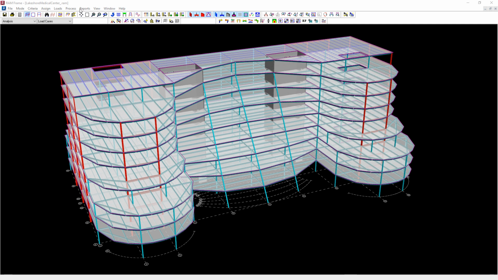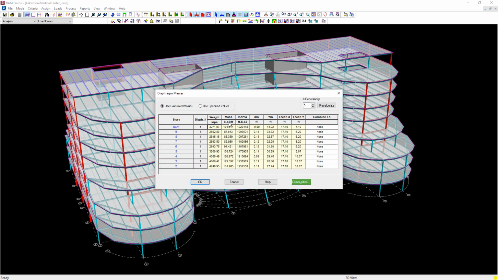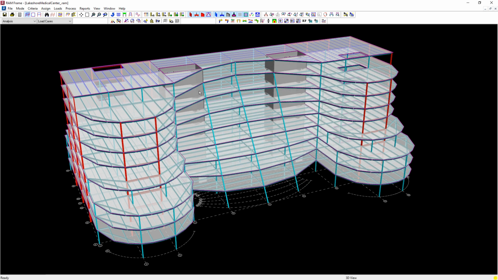The RAM structural system model contains the model of the entire structure. That includes the masses, the mass moment of inertia, center of mass, and eccentricities specified by the user. And this can be the 5% eccentricity required by ASCE 7 or the 10% required by the Canadian code. And these weights and masses are automatically calculated from the model.